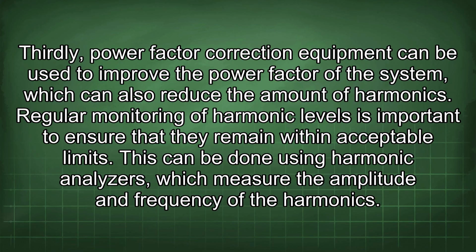Thirdly, power factor correction equipment can be used to improve the power factor of the system, which can also reduce the amount of harmonics. Regular monitoring of harmonic levels is important to ensure that they remain within acceptable limits. This can be done using harmonic analyzers, which measure the amplitude and frequency of the harmonics.